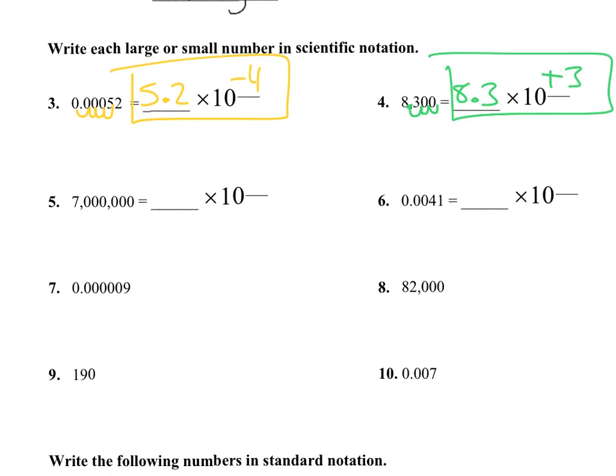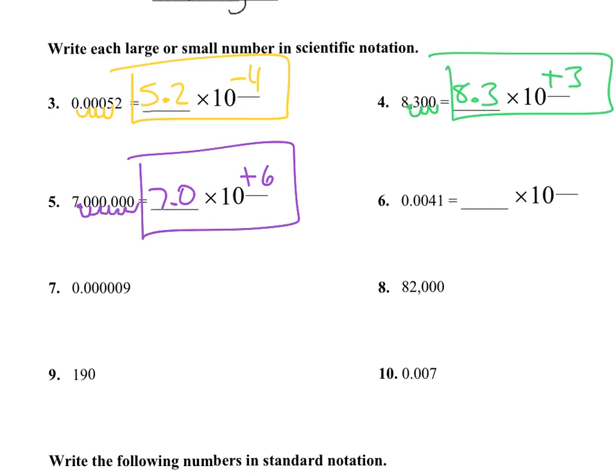All right, let's take a look at number 5. On number 5, we have 7 million, so it's a really big number. So our exponent is going to be positive. How many times do I have to move the decimal to the left in order to make it more than 1 but less than 10? Let's see, we got 1, 2, 3, 4, 5, 6. So we've got 7.0 times 10 to the sixth power. Now, do we have to put the 0 there? No, we don't, but if you want to, that's okay. I won't mark it wrong. So on number 5, when we rewrite this in scientific notation, we have 7 times 10 to the sixth power.